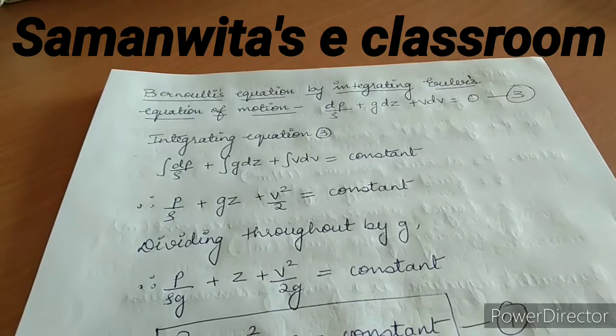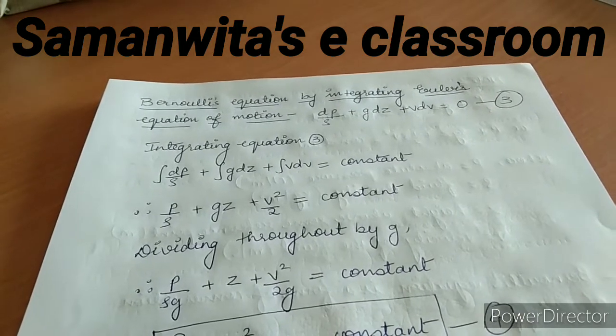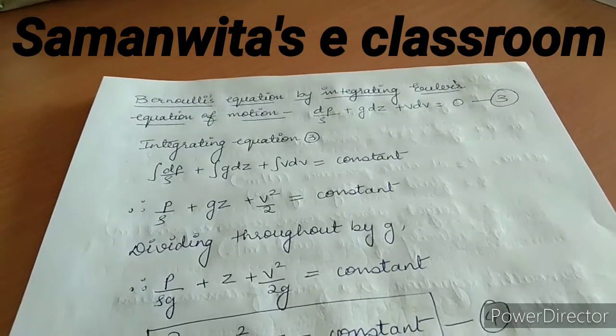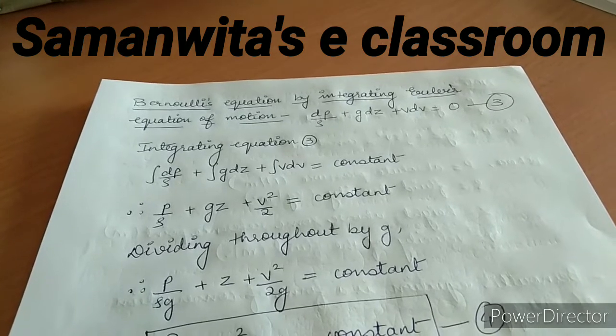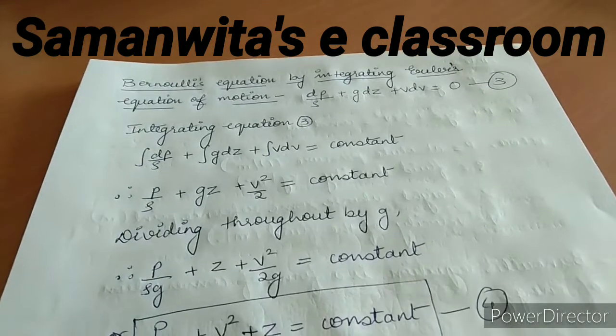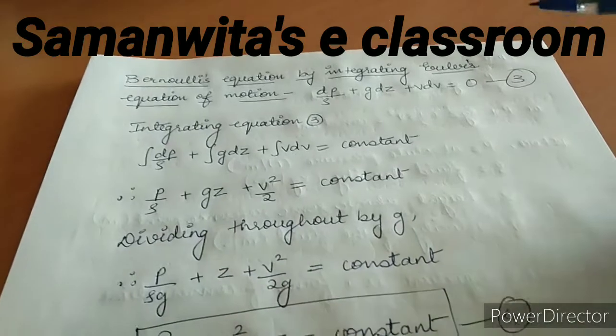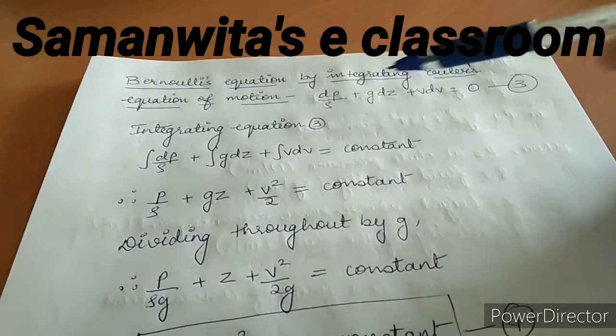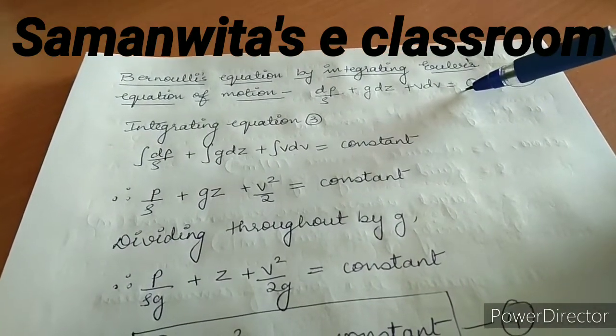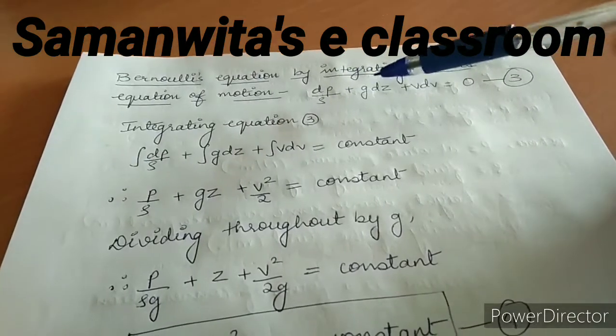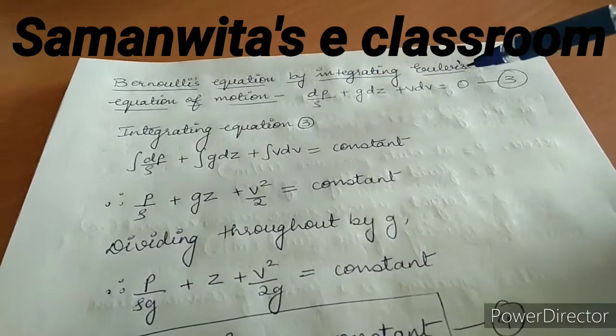Hello everyone. In the previous video, we have seen the derivation of Euler's equation of motion. In this video, I will discuss the derivation of Bernoulli's equation by integrating Euler's equation of motion. This was Euler's equation of motion which we have already derived: dp by rho plus g dz plus v dv is equal to 0.